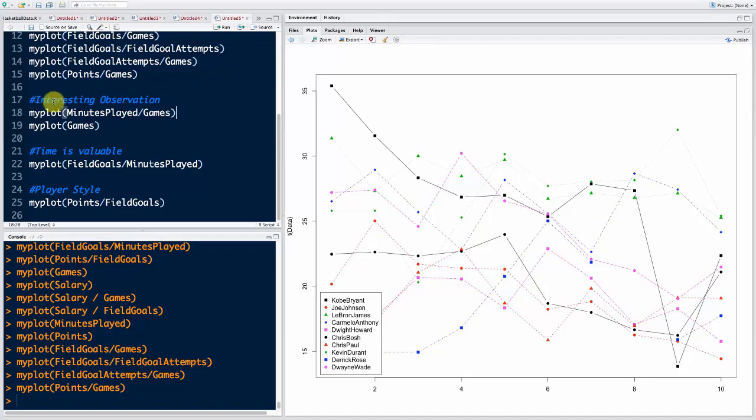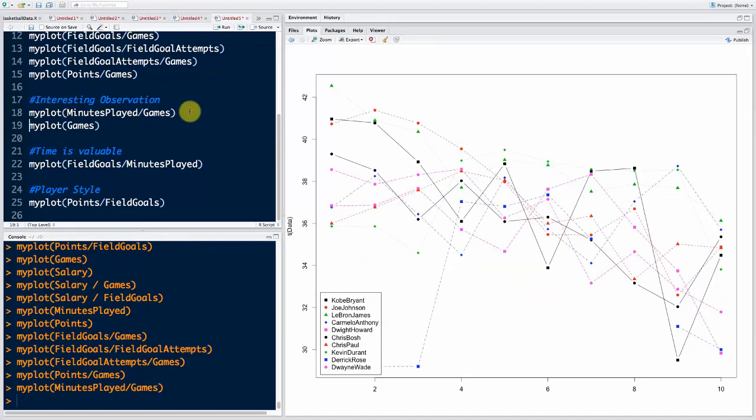Now we're going to move on to some more interesting observations. Let's say minutes played per game. So I thought this was quite interesting. You can see that the minutes played per game for these top 10 players has been dropping overall.